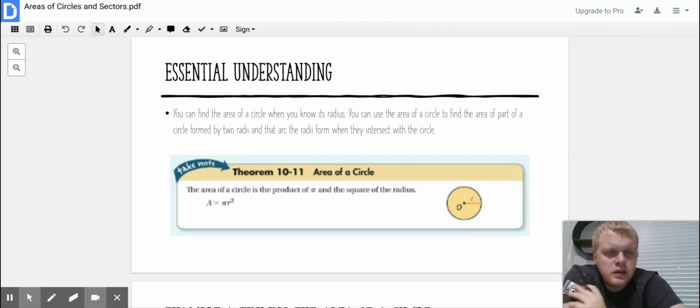Okay. Again, whenever we have pi, make sure you understand what they're asking you to solve for. It could be in terms of pi, it could be round to the nearest tenth. Make sure you know what they're asking you to solve for, because that will come into factor for some of our answers.